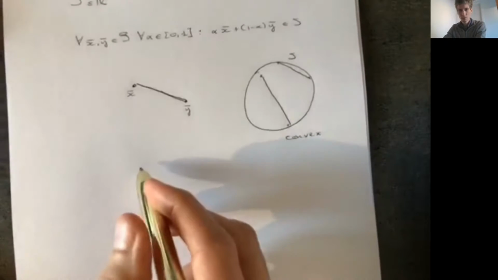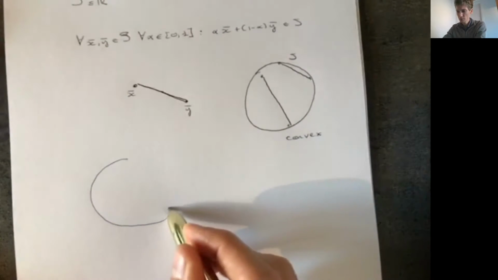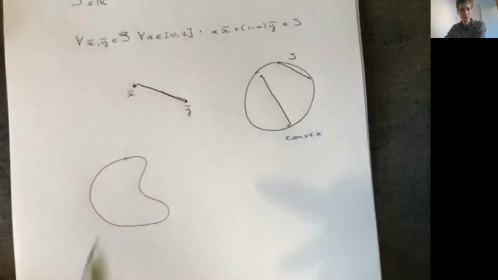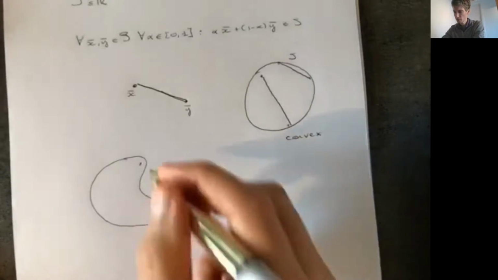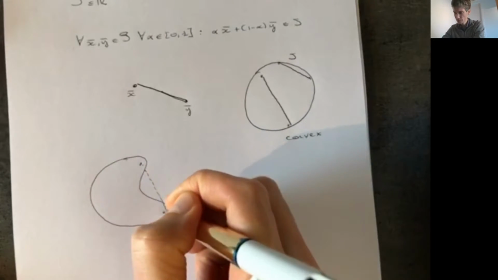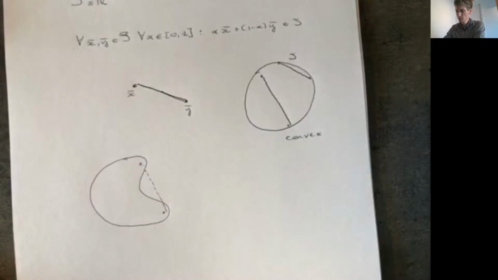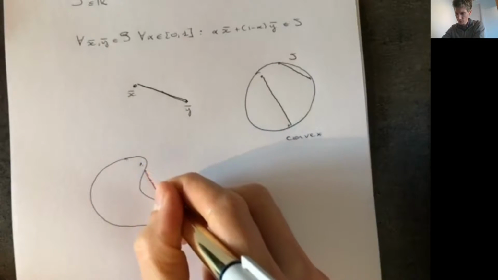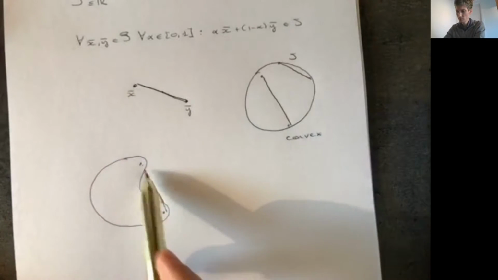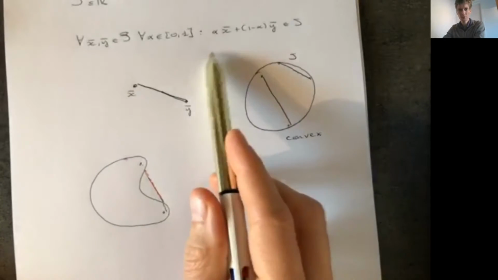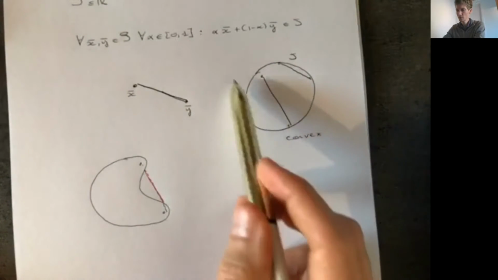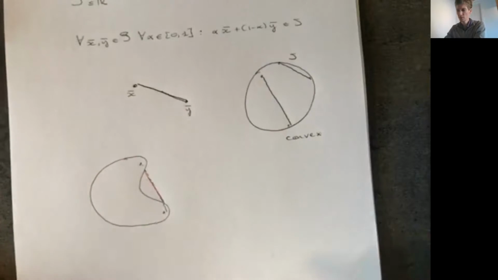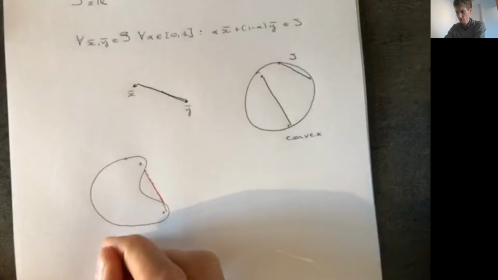Now, to give a counterexample of something that's not convex, for example, this set here is not convex. How can you see that this is not convex? Well, for example, I can take this point and this point, which are both in the set. And then if I draw the line segment, I see that there are points on this line segment, this here, that are not in the set. So it doesn't satisfy this definition. I can find an x and a y, this is x and this is y, such that something in the convex combination is not in the set. So this is not convex.